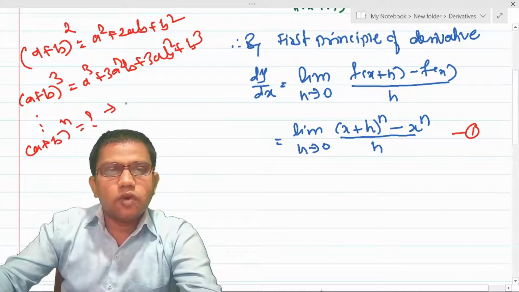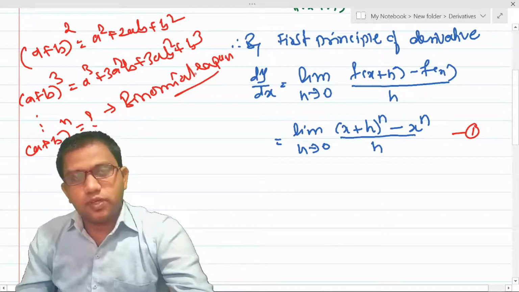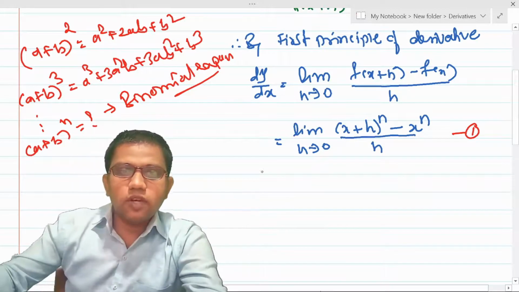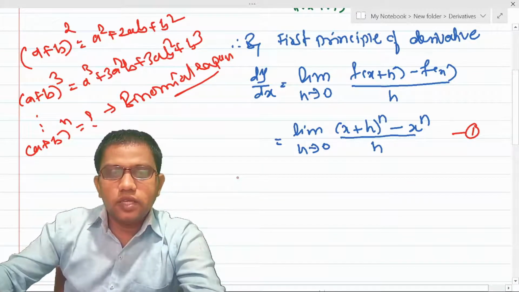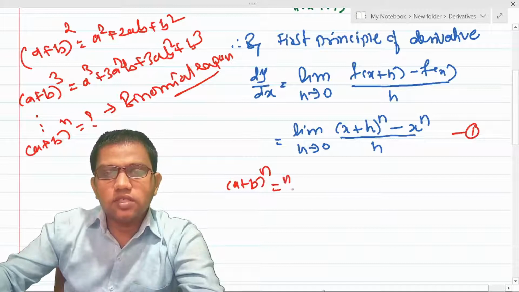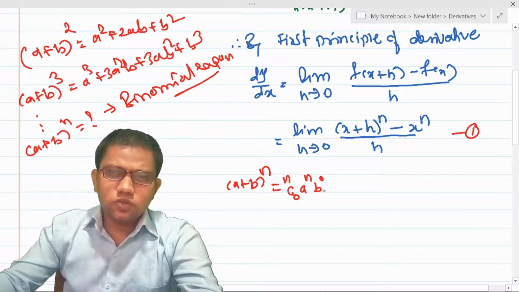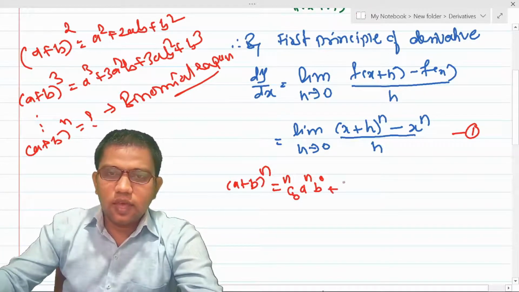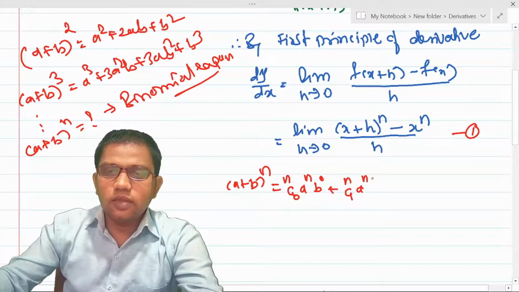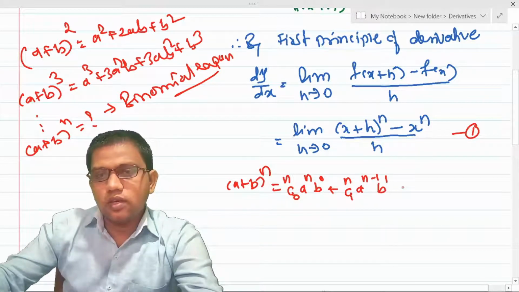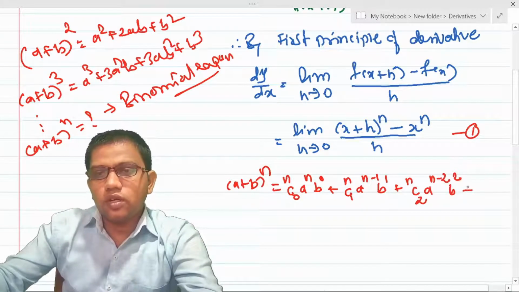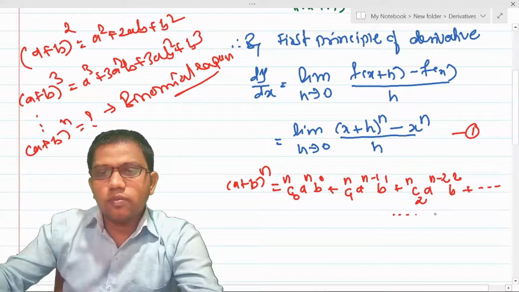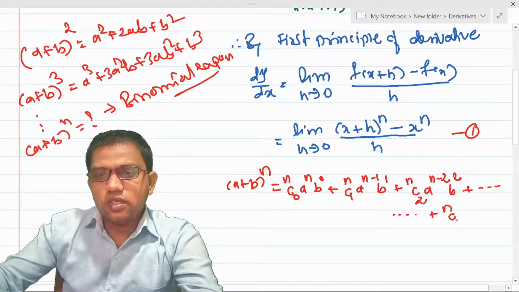We get that with the help of the binomial expansion. We just expand this. And what is the binomial expansion? See, (a plus b) raised to n is given by nC0 a raised to n, b raised to 0. B raised to 0 means 1. Then nC1 a raised to n minus 1 b raised to 1, plus nC2 a raised to n minus 2 b raised to 2, plus so on, up to plus nCn a raised to 0 b raised to n.